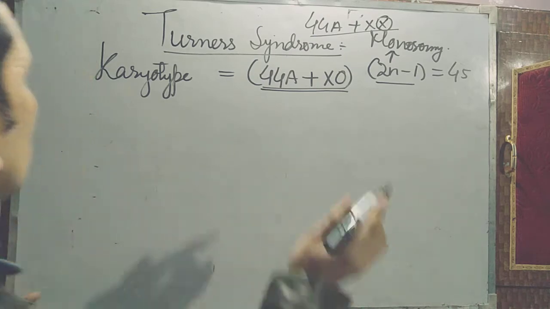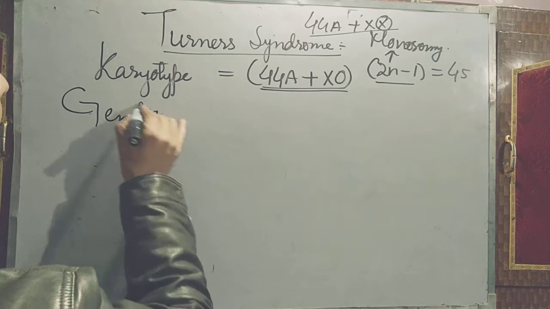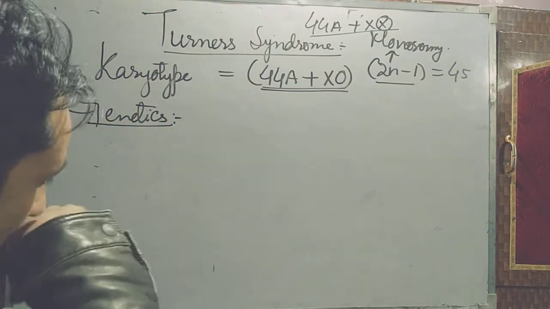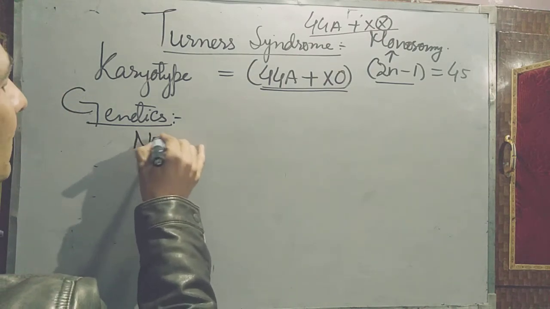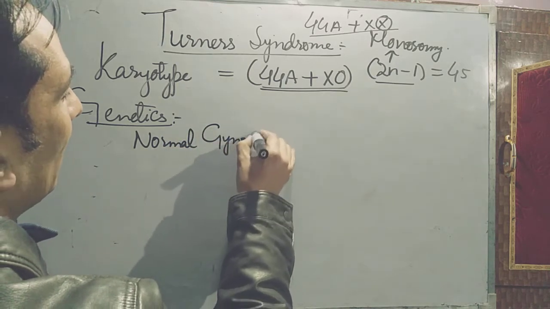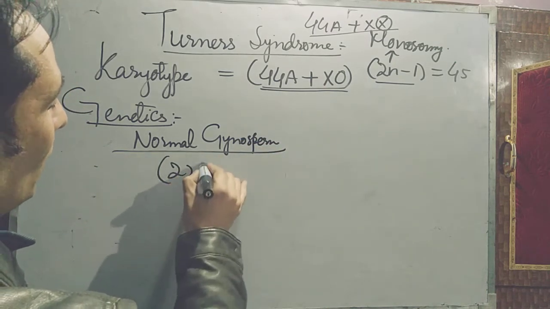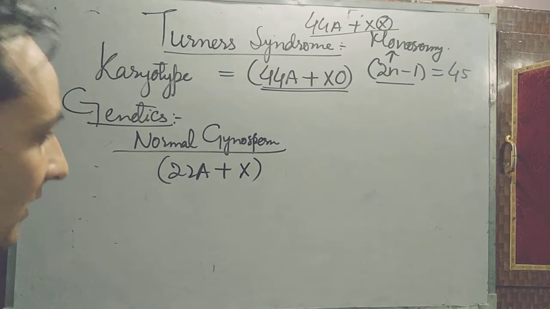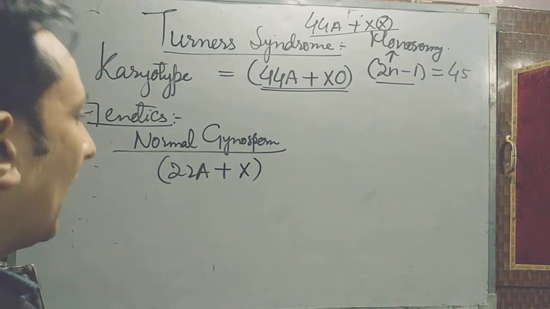Now let's move forward towards the genetics of this very type of the disorder, as to how these individuals are conceived. The first thing is, if a normal gynosperm, means the sperm having 22 autosomes plus X chromosome, that's known as a gynosperm. Gynosperm has a chromosomal formula of 22A plus X.